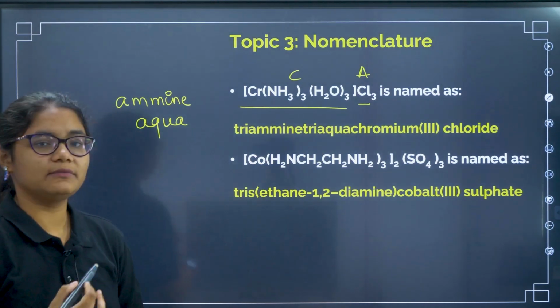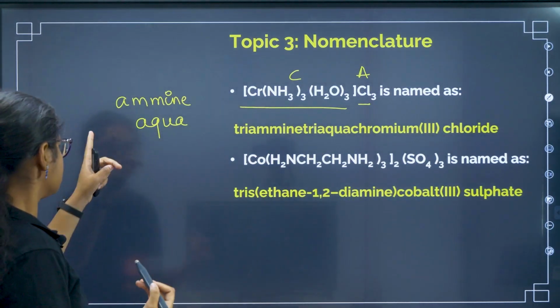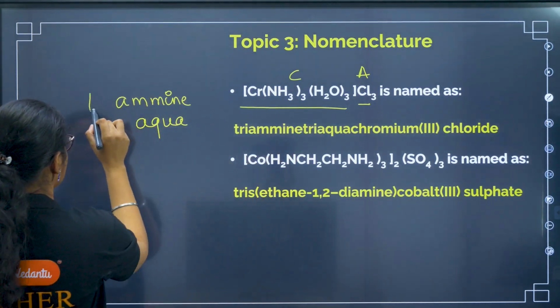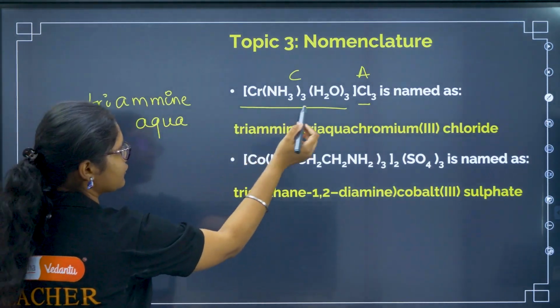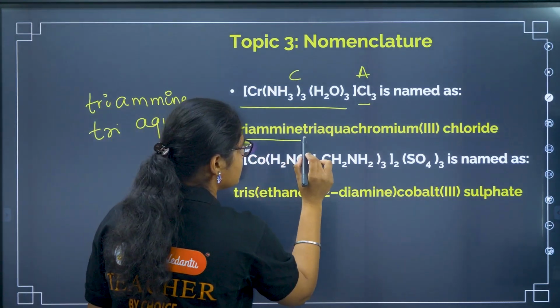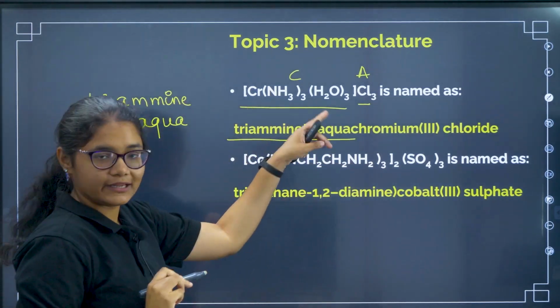So ligands should be named in which order? Alphabetical order. So how many amine groups are there? 3. So it will be triamine. How many water groups are there? 3. So triaqua, right? So triamine, triaqua. Both the ligands are done.